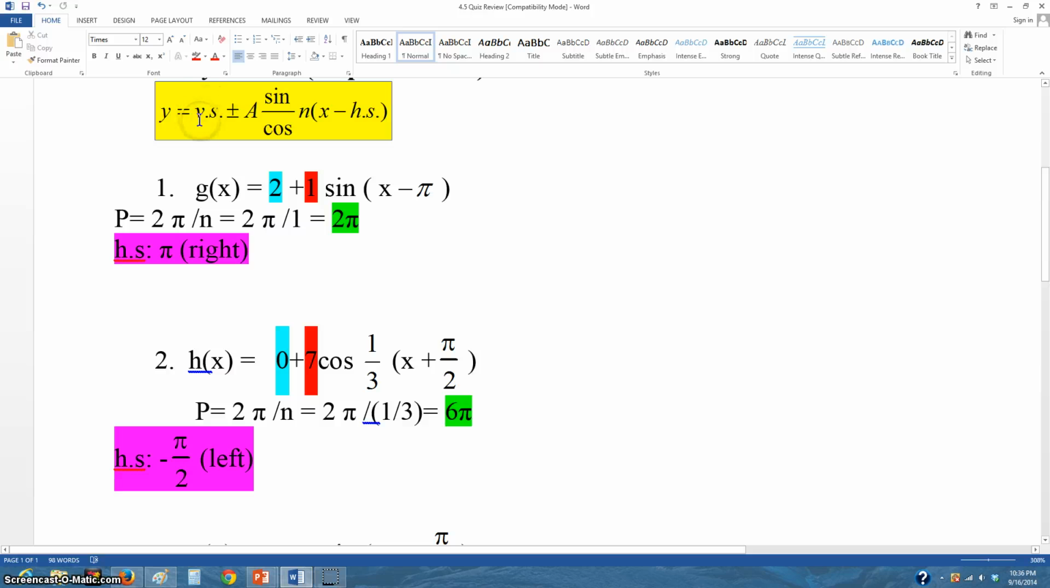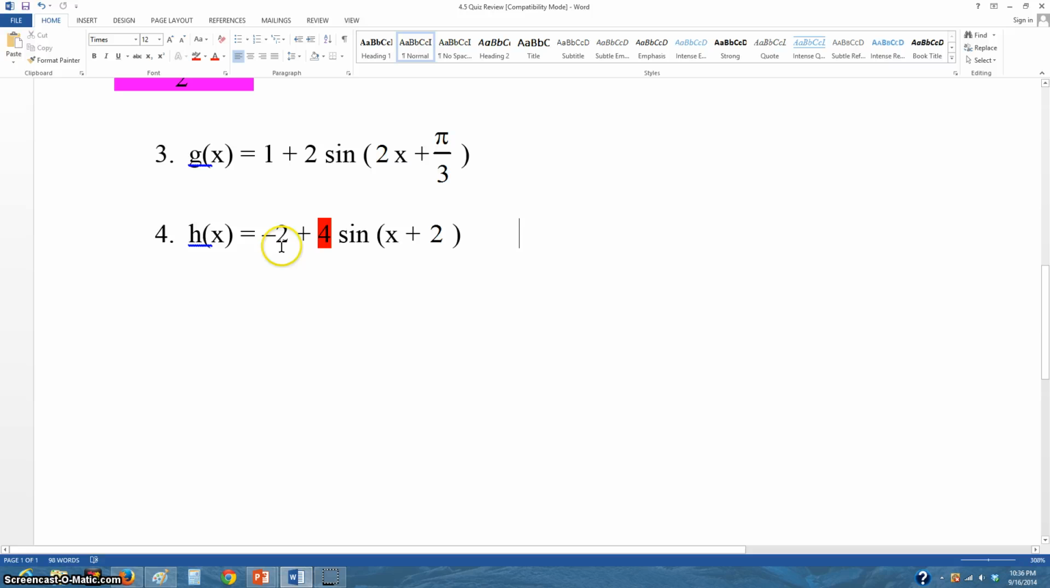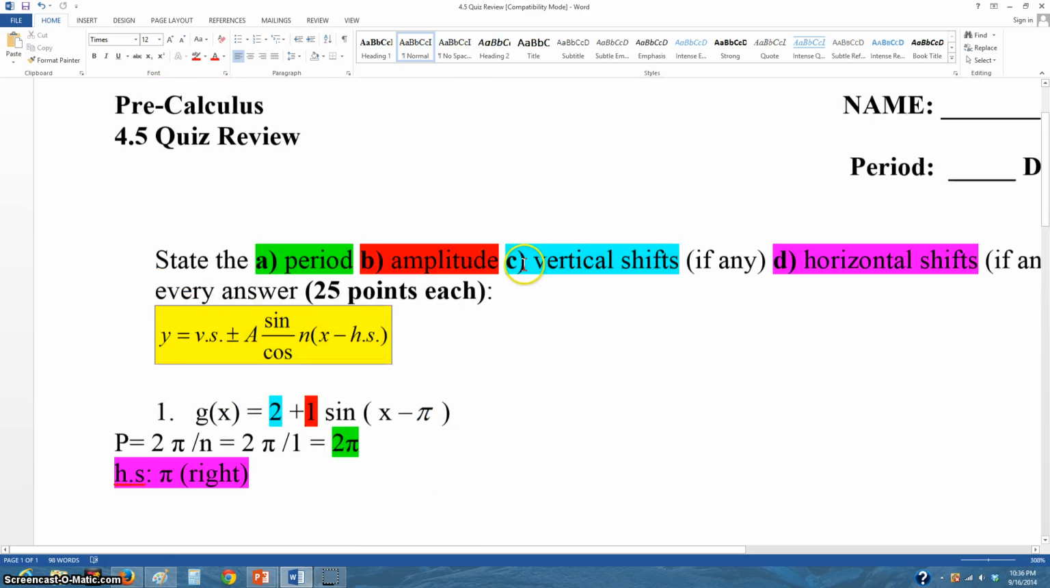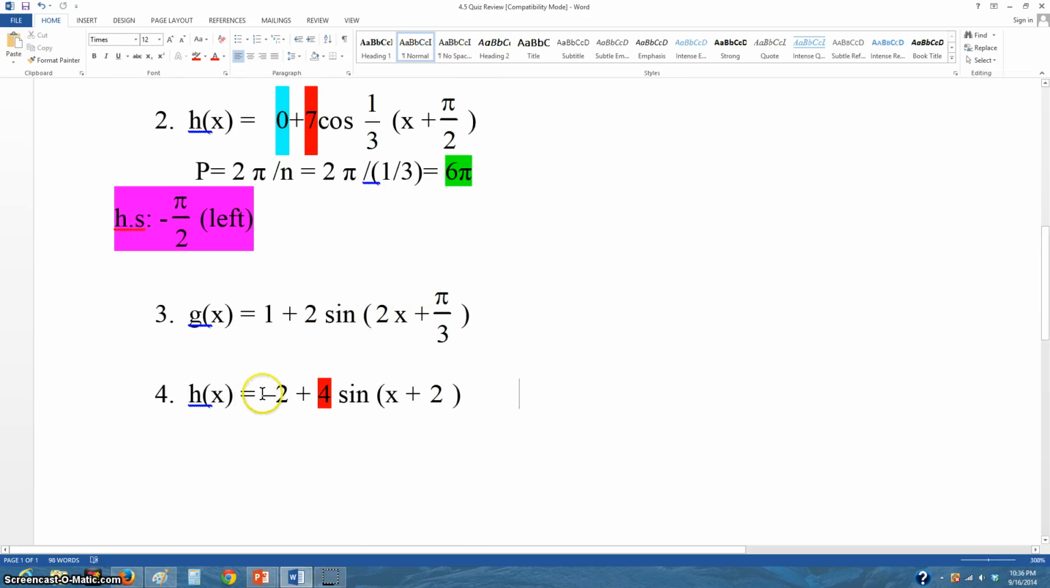Again, the vertical shift is the number that is separated from all of this junk. So if you look at number 4, the only thing that is separated from all of this junk is the -2. In other words, I'm shifting my graph down 2 units, and that will be my vertical shift, and that will be turquoise.